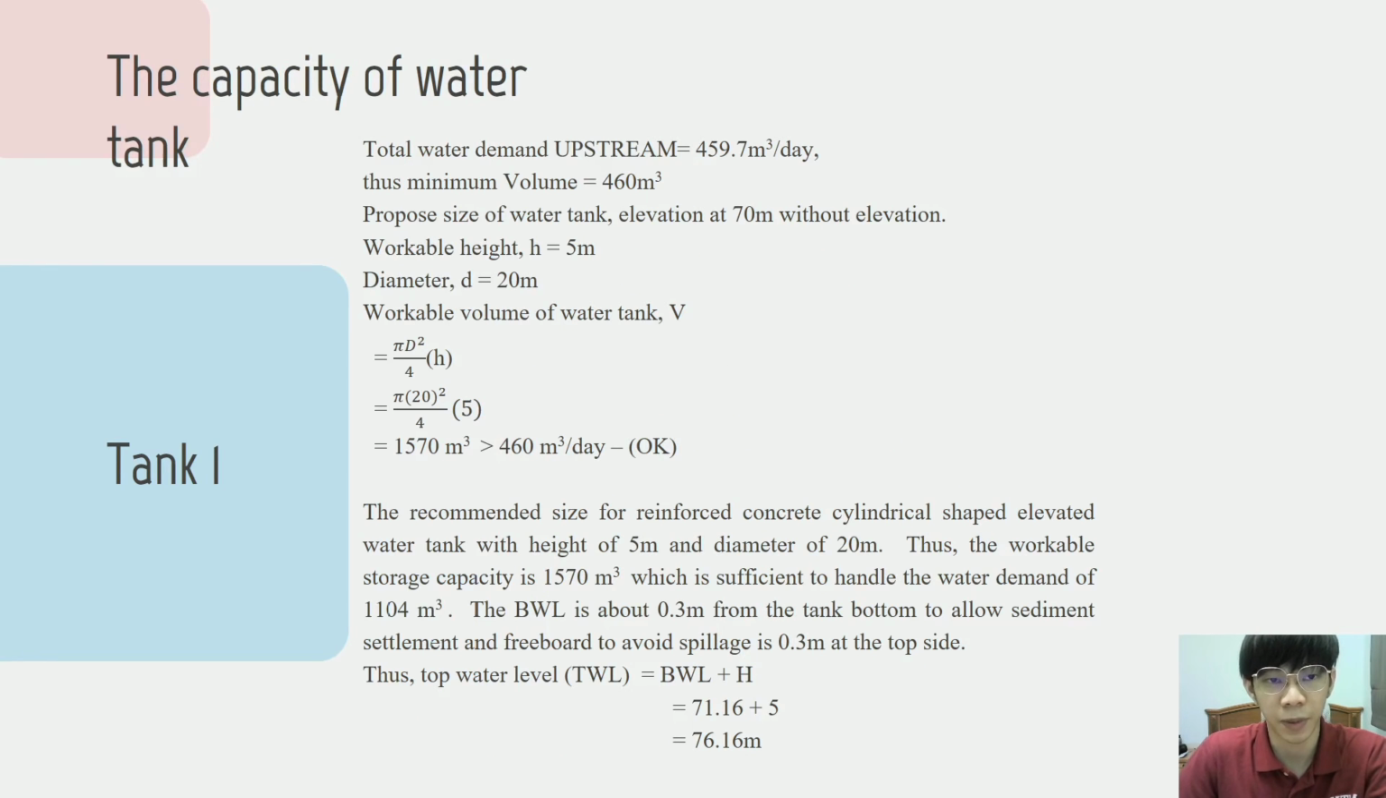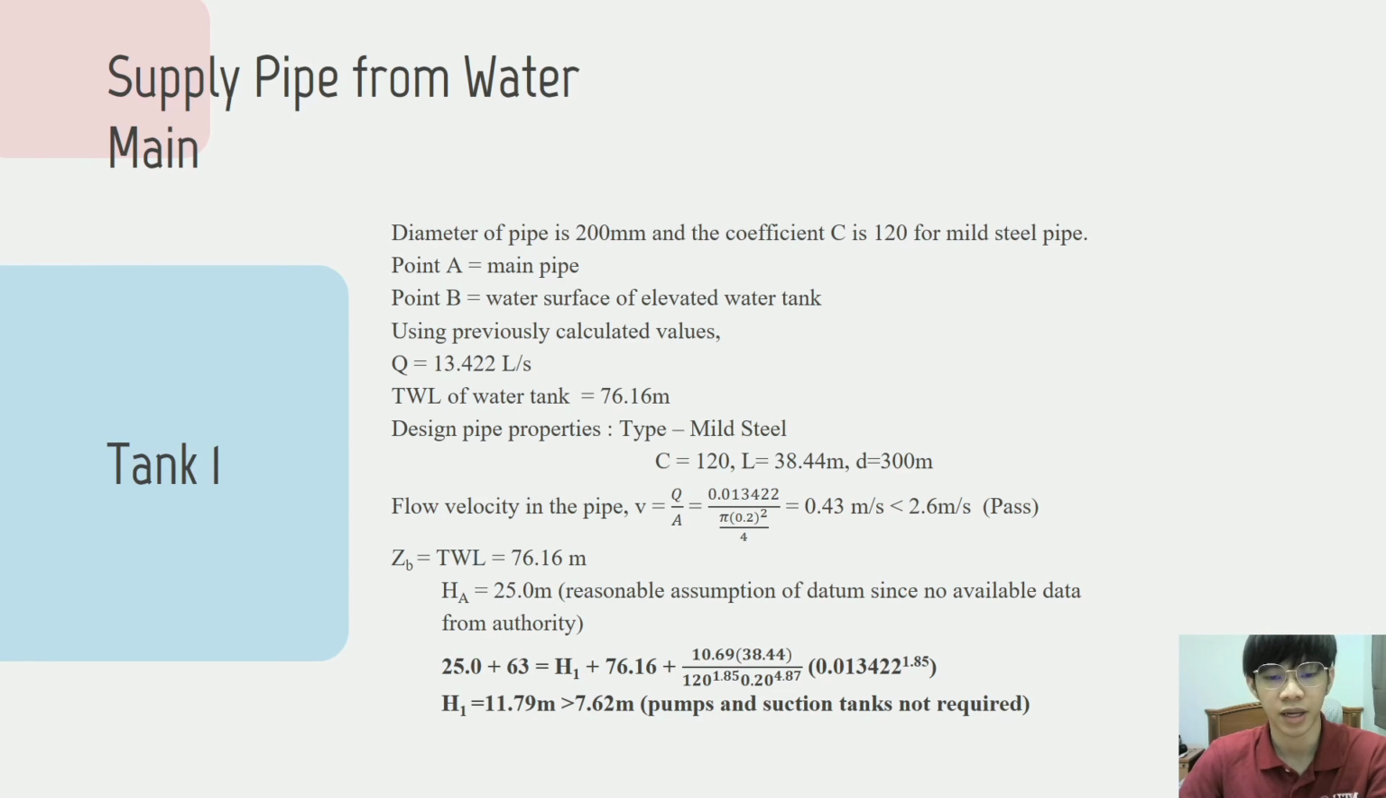Next, we have to calculate the capacity of the water tank. The information needed is the total water demand needed for the project area, and we assume the height and diameter of the water tank and calculate it. The water tank has to be larger than the water demand. It has to be more than 1/4 of the total water demand needed. The last step is to calculate the supply pipe from the water main. We have to check whether the velocity in the pipe is less than 2 meters per second. If larger, then it is required to redesign the pipe.